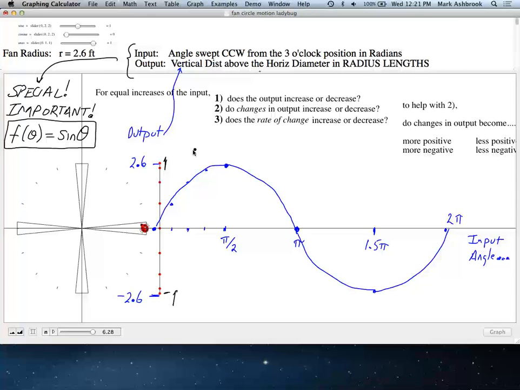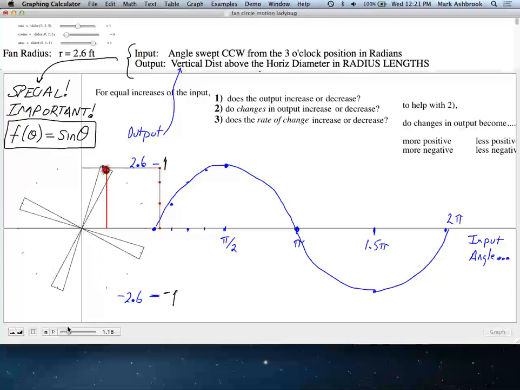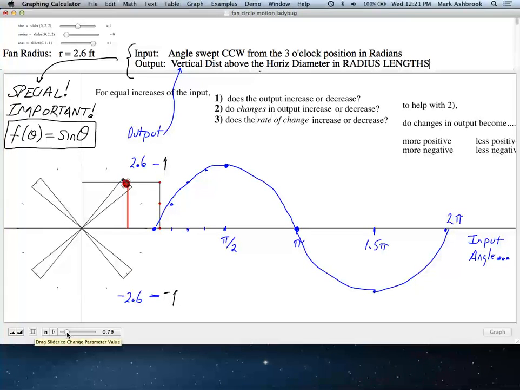Okay, so let's take a look at this angle right here. What input angle am I showing? We haven't talked about degrees all day. What angle are we showing? Pi over 4, right? It would be half of the pi over 2 angle. Okay, so pi over 4. So I want you to get your calculators out. We're going to put pi over 4 into this function. Pi over 4 is the input into this function.